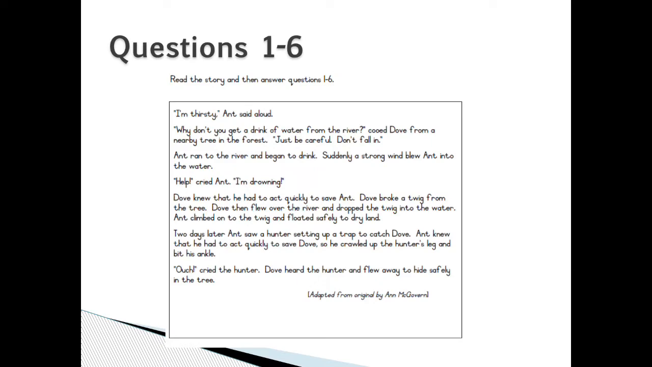Dove knew that he had to act quickly to save Ant. Dove broke a twig from the tree. Dove flew over the river and dropped the twig into the water. Ant climbed onto the twig and floated safely to dry land. Two days later, Ant saw a hunter setting up a trap to catch Dove. Ant knew that he had to act quickly to save Dove, so he crawled up to the hunter's leg and bit his ankle. "Ouch!" cried the hunter. Dove heard the hunter and flew away to hide safely in the tree.